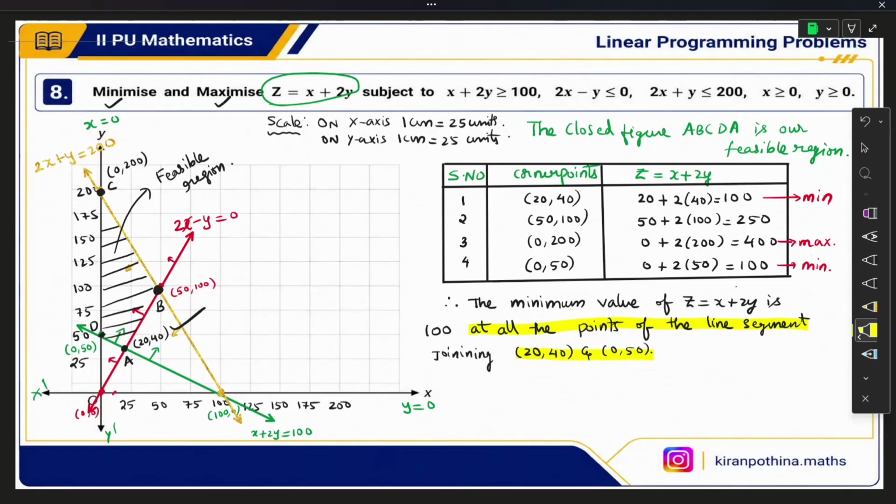But this "at all the points" does not apply everywhere. Whenever we get two values, see here also we got the same value, here also we got the same value, at 20, 40 as well as 0, 50. So we will mention these points.